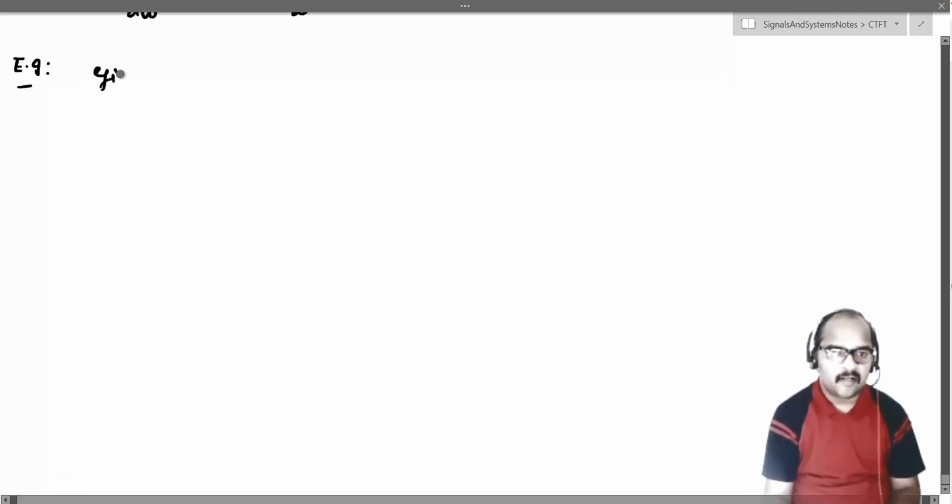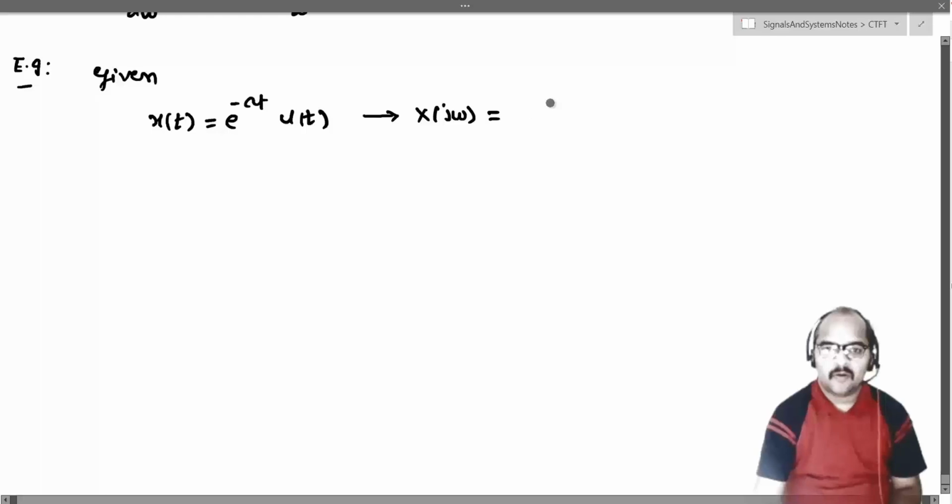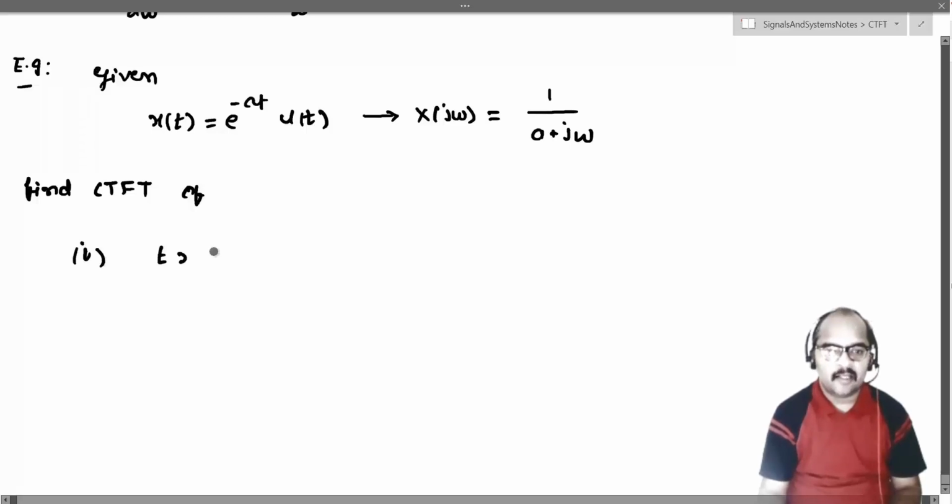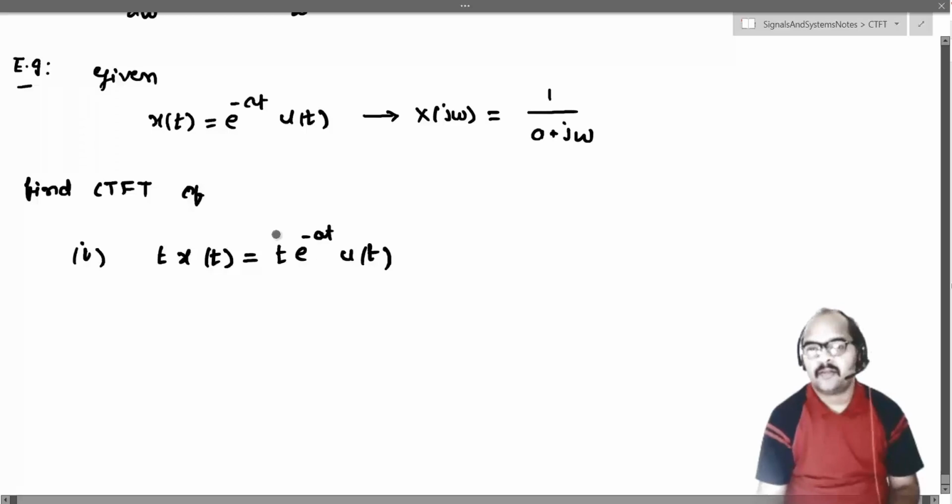Given x of t equal to e power minus a t u of t with Fourier transform x of j omega equal to 1 by a plus j omega, find the Fourier transform, CTFT, of, let us take the first signal to be t times x of t, which is equal to t times e power minus a t u of t. So we want the Fourier transform of which signal? t into e power minus a t u of t.